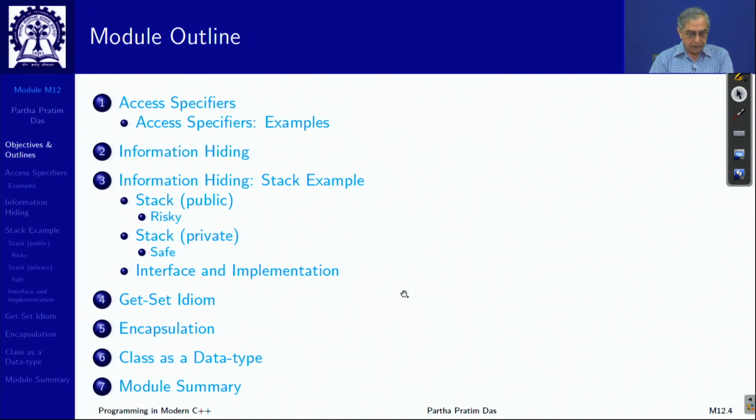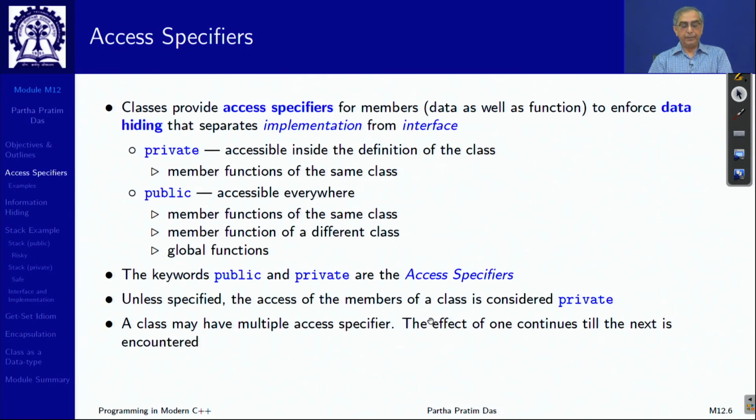This is the outline, you will get to see it on left always. So, access specifiers. We have two kinds of access specifiers, private and public. So far you have seen only the public access specifier.